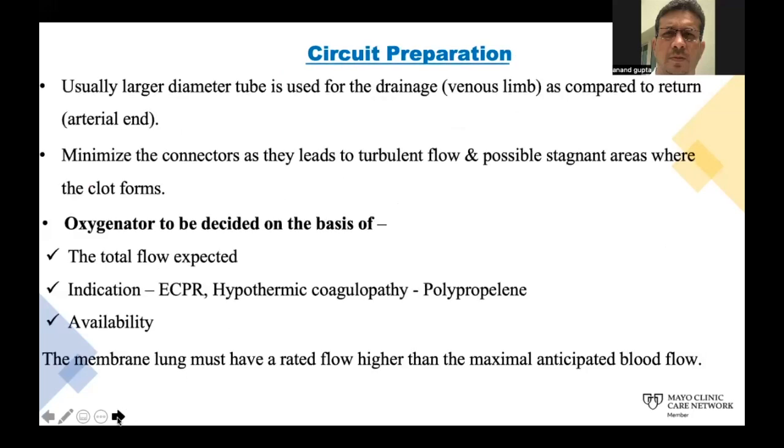Preparations. Usually a larger diameter tube is used for the drainage as the venous limb as compared to the return. Minimize the connectors, as they lead to turbulent flow and possible stagnant areas where clot formation can occur. The oxygenator is to be decided on the basis of total flow expected. Indication is ECPR, hypothermic coagulopathy, requiring polypropylene. The membrane lung must have a rated flow higher than the maximal anticipated blood flow.